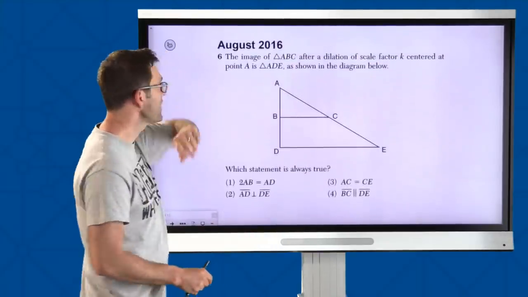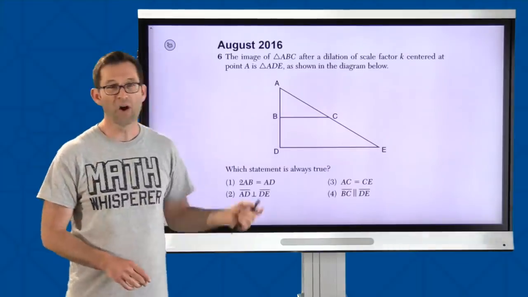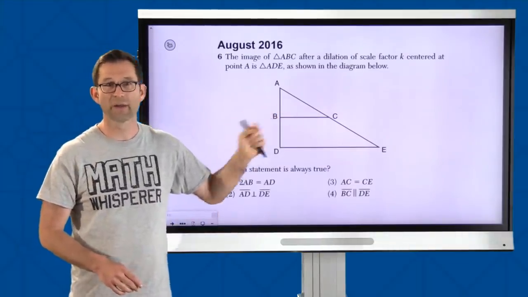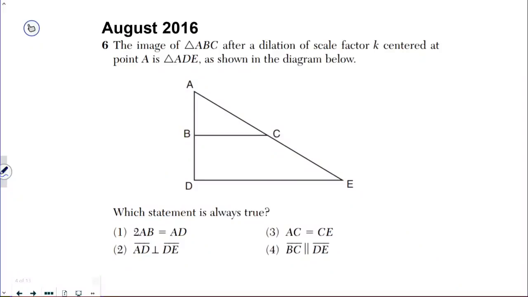All right, August 2016. Here we go, nestled triangles again, triangle, triangle. The image of triangle ABC after a dilation of scale factor K. This is very important. They haven't told us what the scale factor is. They've just said it's scale factor K, centered at point A, is triangle ADE, as shown in the diagram below. Which statement is always, very important, always true?